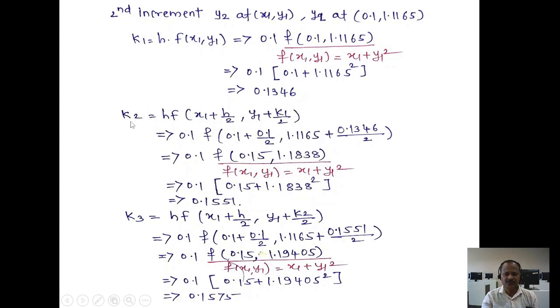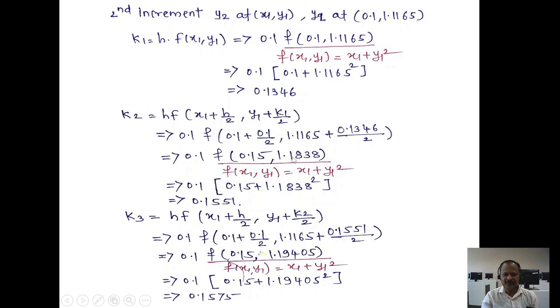Then we have to find k2. So k2 is equal to h into f of x1 plus h by 2 comma y1 plus k1 upon 2. H is 0.1 given, f of x1, which is 0.1, plus h, which is 0.1, divided by 2, comma y1, which is 1.1165, plus k1, the value we just found, 0.1346 divided by 2. Simplify this, we get 0.05. Again simplify this, we get 1.1838.